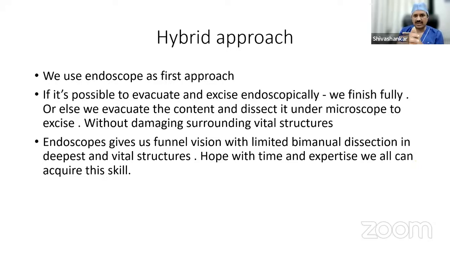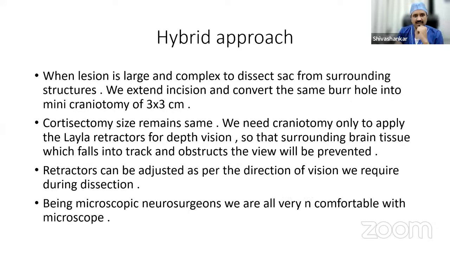As I told, we use the endoscope in the first attempt when we enter the ventricle, see the anatomy and evacuate the content. If it is possible to evacuate and excise endoscopically, we finish the case endoscopically, or else we evacuate the content and dissect it under the microscope and excise the cyst wall completely without damaging surrounding vital structures. The endoscope gives us a funnel vision, and through a narrow corridor we can take out the tumor and cyst wall also. But limited bimanual dissection in deeper structures is difficult to begin with, and I hope we can master it over a period of time.